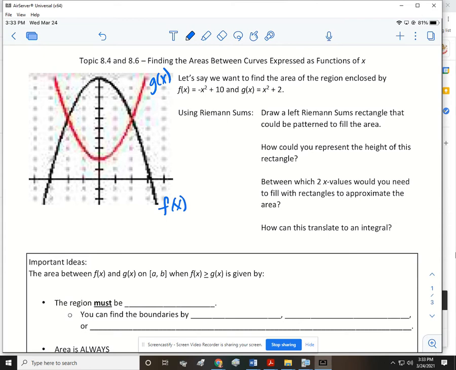So we're going to use Riemann sums. We're going to draw a left Riemann sum rectangle that could be patterned to fill the area. So I'm just going to pick this space right here and draw a rectangle where the left corner is touching.